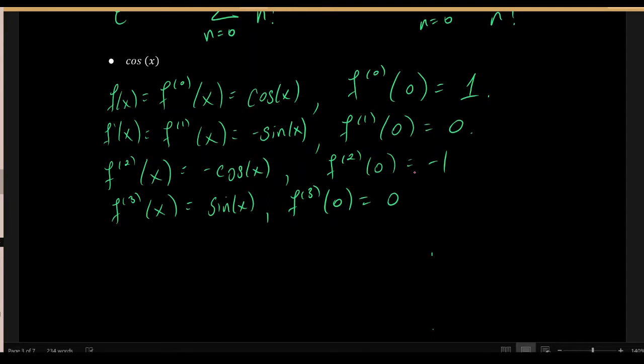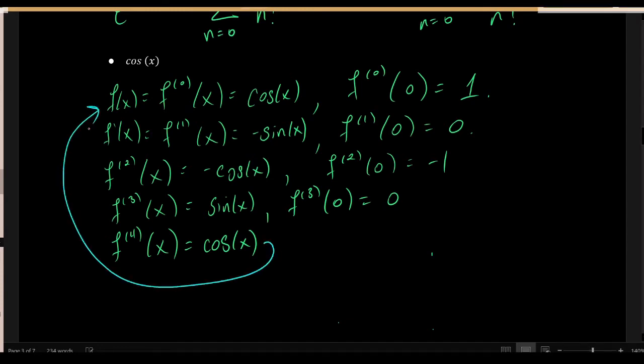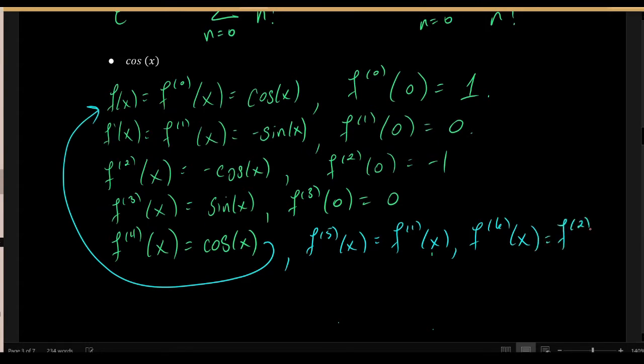Notice something interesting about this function. As soon as we get to the fourth derivative, the derivative of sine is equal to cosine x, which means that we have essentially looped all the way back around to what we started with. We have the fourth derivative is equal to the 0th derivative, and therefore the fifth derivative must be equal to the first. The sixth must be equal to the second, and so on. We've entered a loop.